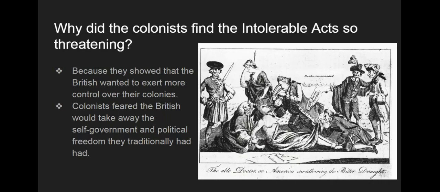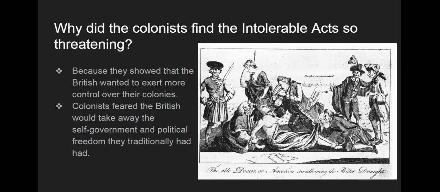So, why did the colonists find the Intolerable Acts so threatening? The Intolerable Acts were actually a series of laws that the British created in response to the Boston Tea Party. When the colonists, in protest of the Tea Act, threw a whole bunch of tea into the Boston Harbor, the British, to punish the colonists, made the Intolerable Acts, also known as the Coercive Acts. So they were a series of acts.